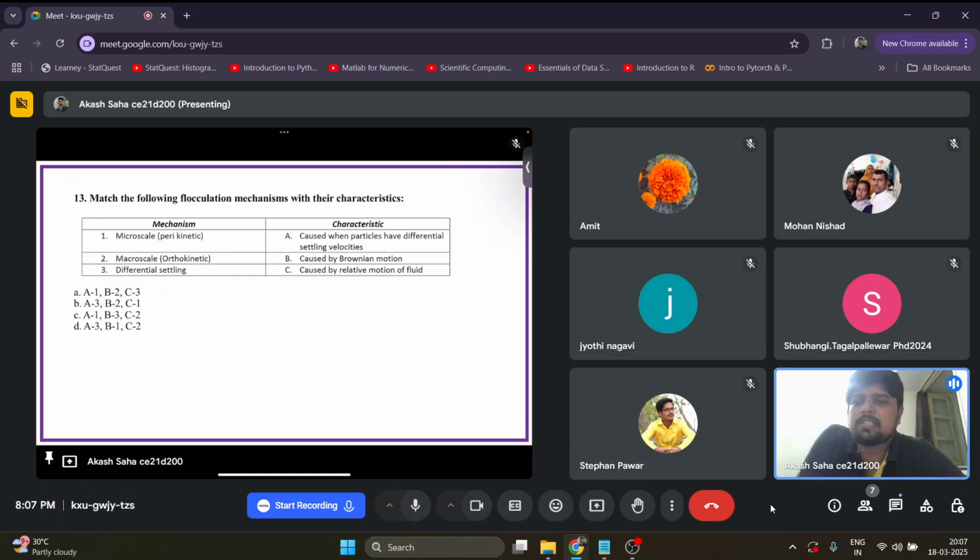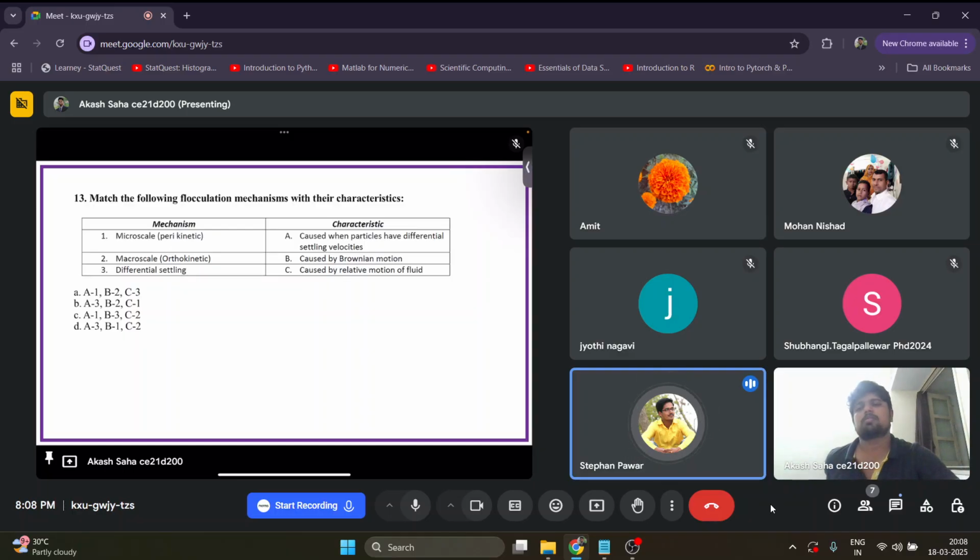Next question. Match the following flocculation mechanisms with their characteristics. We have perikinetic, orthokinetic, and differential settling. What are their particular characteristics? Just match and tell me. Perikinetic is micro scale, orthokinetic is macro scale, and differential settling is... A, sir. How are you saying it as A? Perikinetic is caused by microparticles, differential settling by velocity, and the third one, differential settling, caused by relative motions of fluid. No, just think over it. I don't think it's the correct answer.